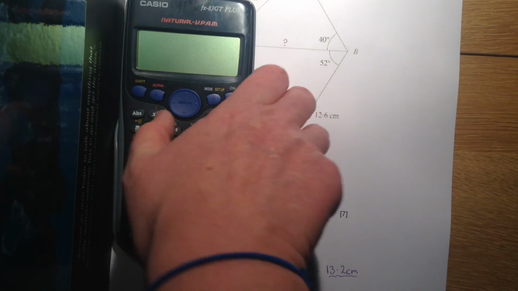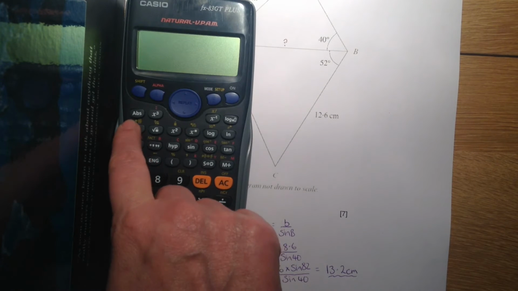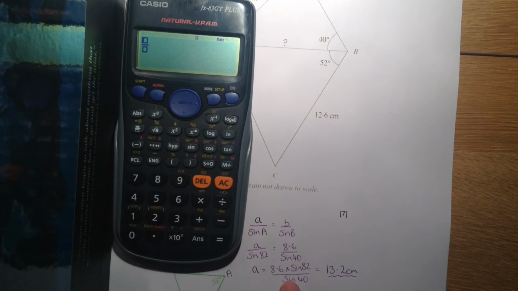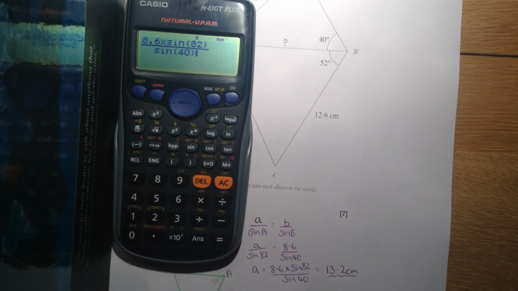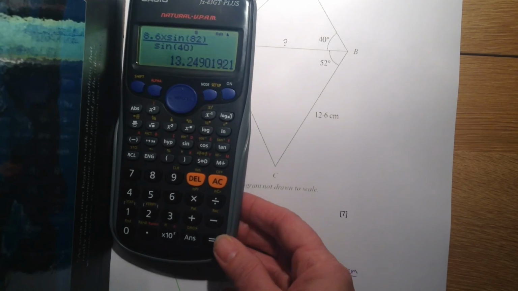Substituted the values, written out sine rule, substituted the values in and rearranged. And then, again, I'm just going to pop that all in my calculator. I'm going to press the fractions button. Okay. So 8.6 times sine 82, close the bracket, over sine 40, close the bracket, equals, and there's my answer. Again, I'm going to keep that in my calculator. I've rounded it there, but I'm going to keep it in my calculator for as long as possible.